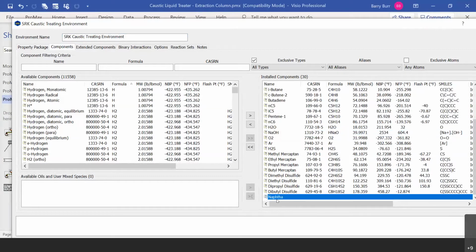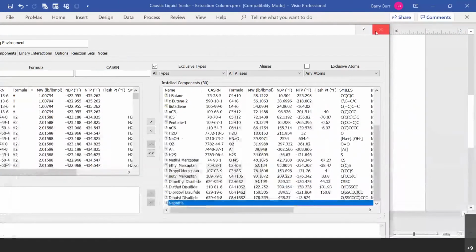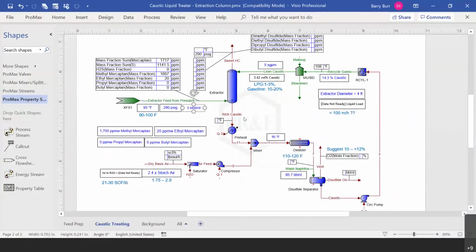We also have this oil called naphtha that is present. So those are things that are different from the flow sheet on the previous page, the environment for it. But now we have a very nice model where all we have to do is make changes through the blue text boxes on the user interface.